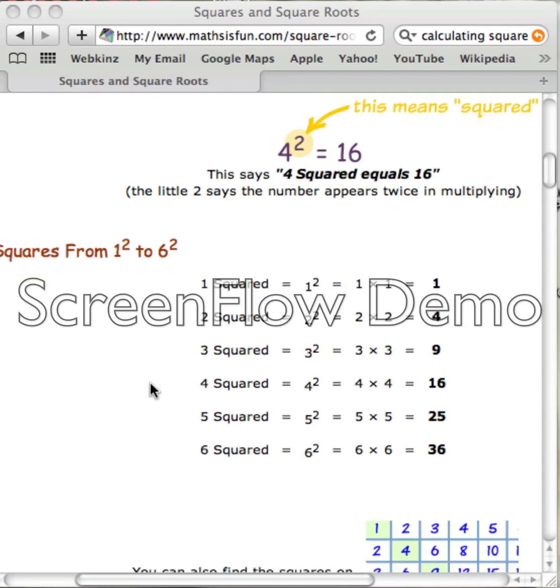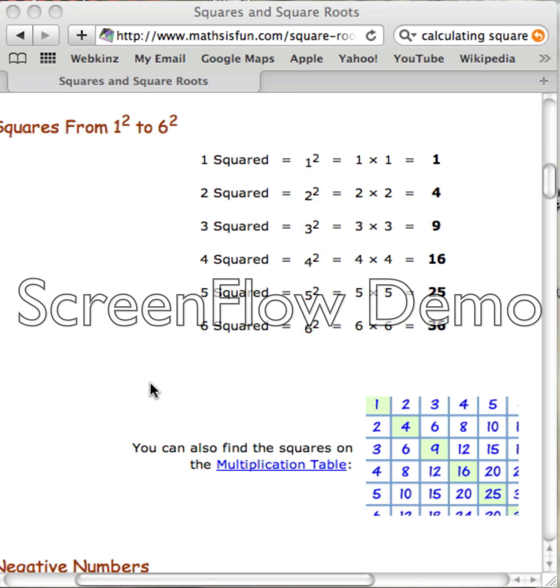1 squared equals 1 times 1 equals 1. 2 squared equals 2 times 2 equals 4. 3 squared equals 3 times 3 equals 9. 4 squared equals 4 times 4 equals 16. 5 squared equals 5 times 5 equals 25. 6 squared equals 6 times 6 equals 36.